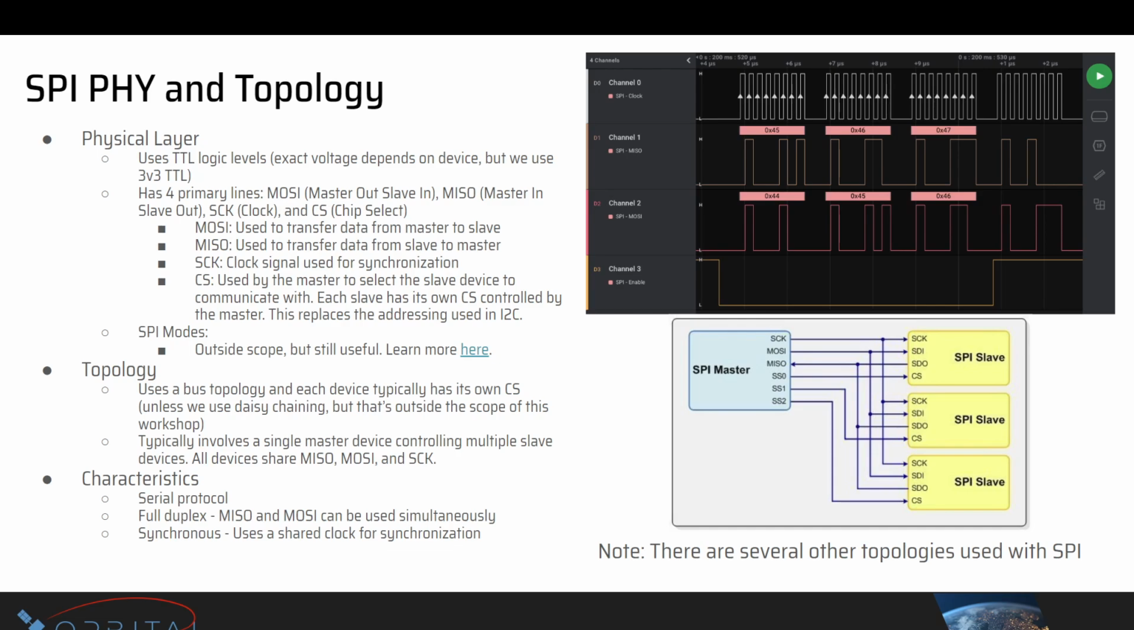So some of the characteristics: it's a serial protocol. It's full duplex, since you have separate lines for data going out of the master and data coming into the master, so you can use MOSI and MISO simultaneously. And then it's synchronous, so it uses a shared serial clock for synchronization between the slave device and the master device. And just as a quick note, there are other topologies that can be used with SPI.